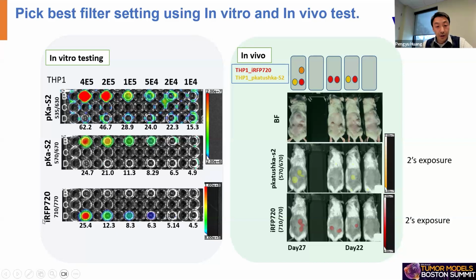So iRFP is really great. If you subtract the background, the reading is linear. This is very great data.